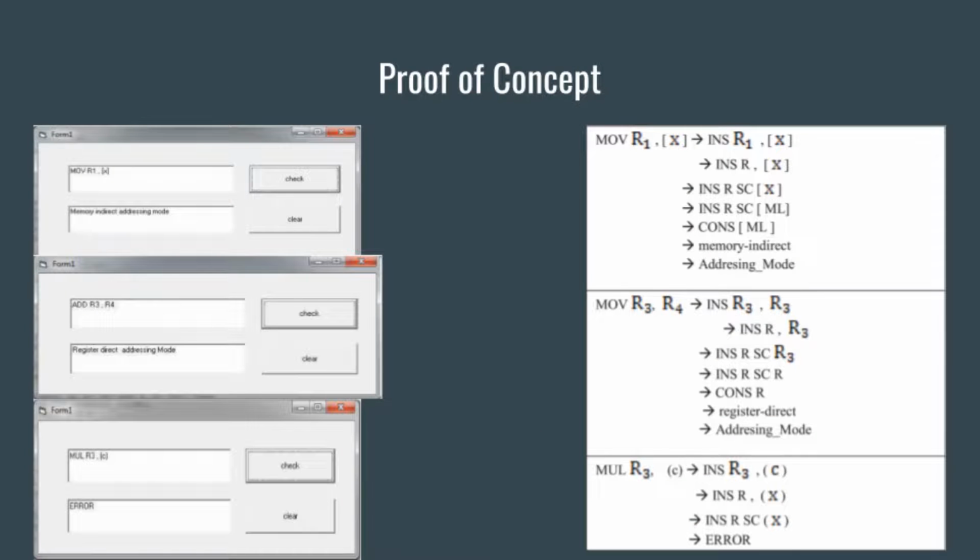As a proof of concept, the paper shows a simple program that performs the addressing mode checking. On the right, you can see a few more examples of how the CFG is used to get from assembly code to the appropriate addressing mode or an error. A future extension of this research is to implement a more robust error detection system that can determine the type of error as well as suggest ways to fix it.